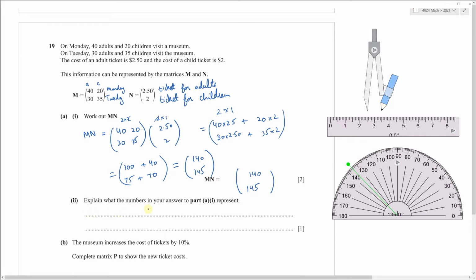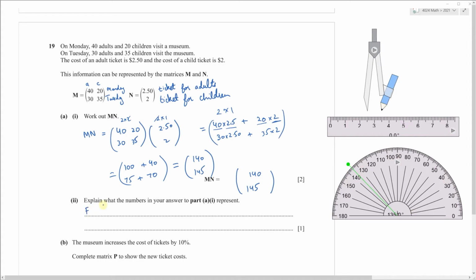Part 2 is explain what the numbers in your answer to part A1 represent. So if you look at the multiplication that we did, this is number of adults on Monday. You're multiplying them by the ticket price for adults plus number of children who visited on Monday multiplied by the price for child ticket, and then you add them together.